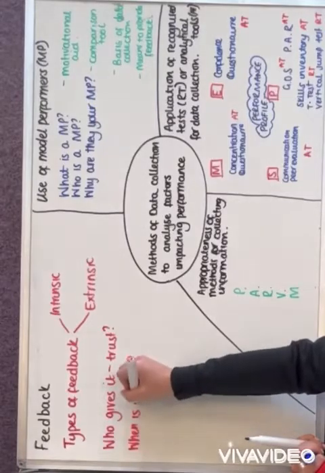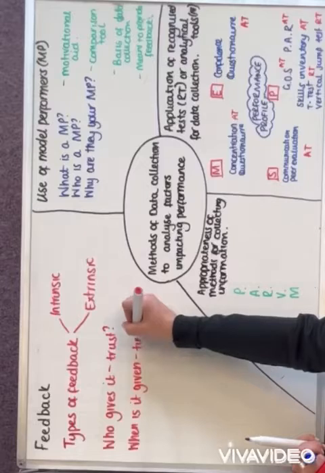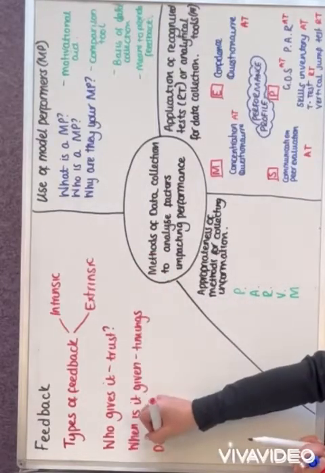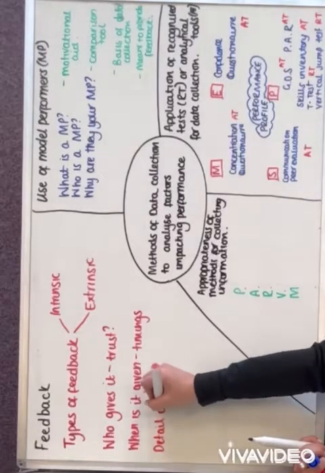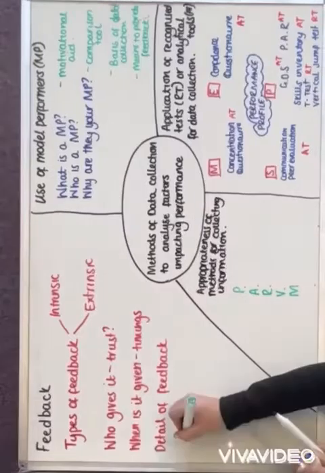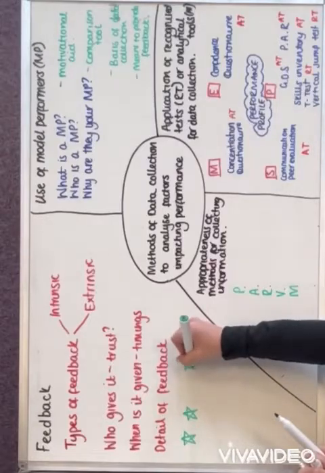We need to think about when, so the timing of that feedback. Is it given to us before sessions, throughout the session, or is it quite a while after the session or immediately after the session? And the level of detail that you get within that feedback. Is it just a well done, that was good, or that was rubbish? Do they give you enough specific information for you to be able to make changes to your performance?